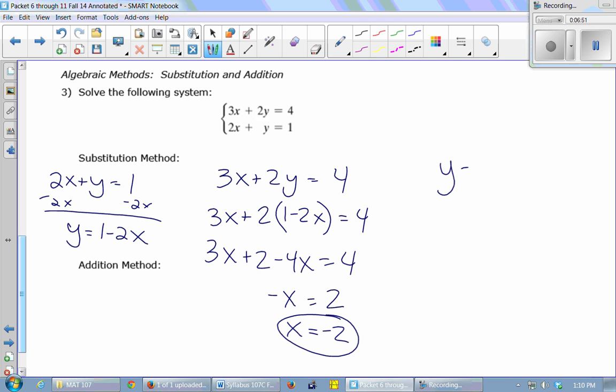But I already have one equation, all nice and solved for y: y equals 1 minus 2x, that I'm just rewriting from over here. So now I'm just going to plug in the x that I now know. Substitute x equals negative 2 in, and we get y equals 5.